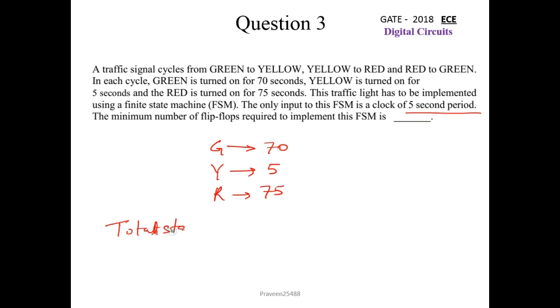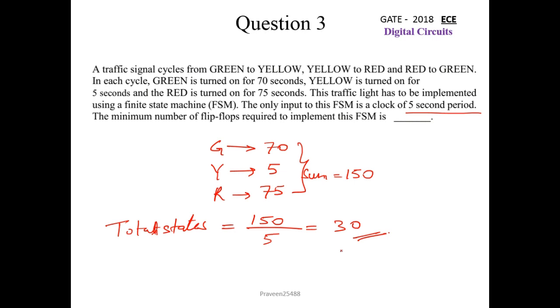Total states would be equal to the total time, so its sum would be 150. So total time is 150 divided by the clock period, which is 5. So it would be 30 states.